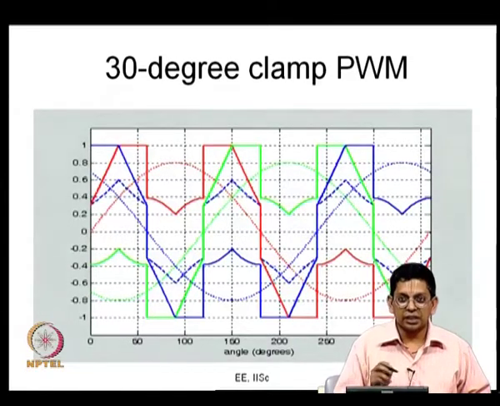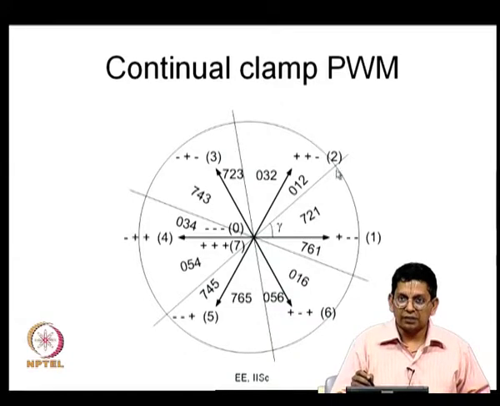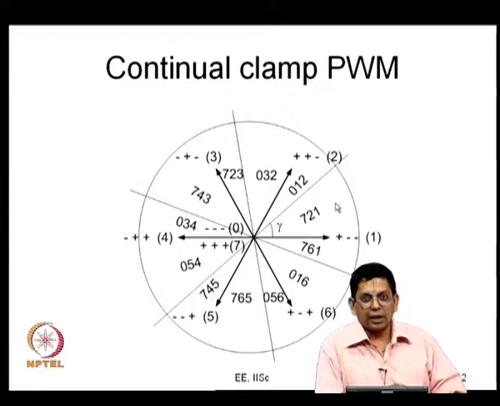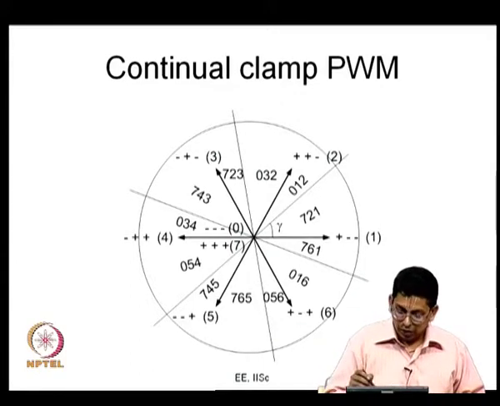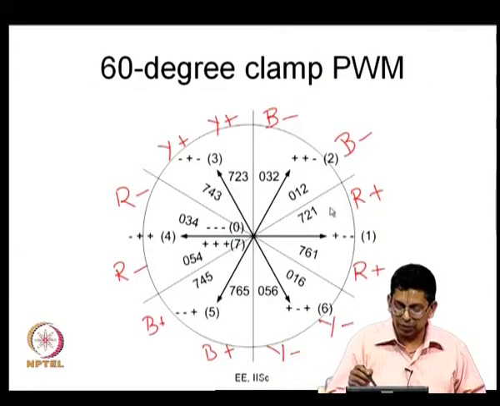This 60 degree and 30 degree are special cases now. Continual clamp is a general case of our earlier 60 degree clamp. Earlier from 721 to 012 we changed exactly at the middle of the sector.